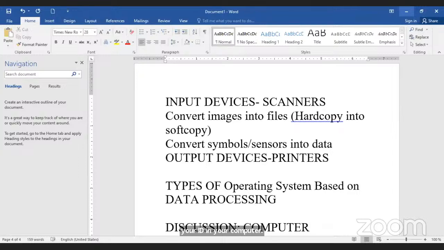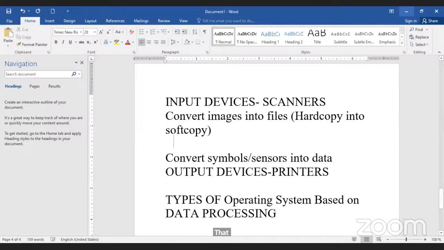So we have these scanners that you can use to scan hard copy documents into soft copy. We have various types of such scanners. Then we have another type of scanner that does not scan documents.